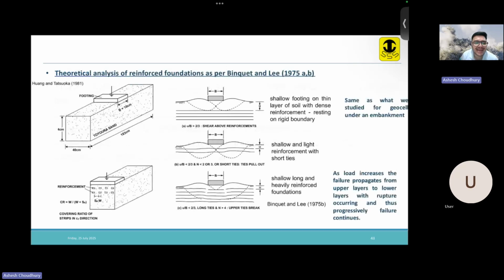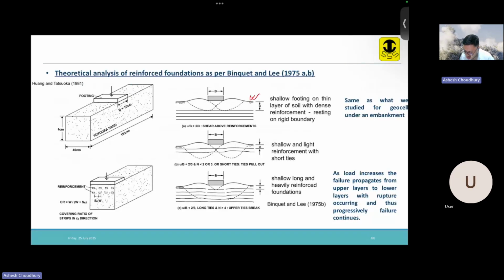Now, theoretical analysis of reinforced foundations as per Binkett and Lee. Binkett and Lee did some experiments, and they found this out. The first case we already discussed: a shallow foundation on a thin layer of soil with dense reinforcement resting on a rigid boundary. That acts like this. This we already discussed.